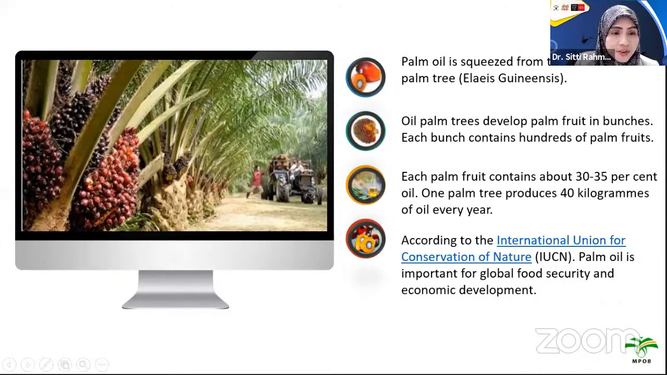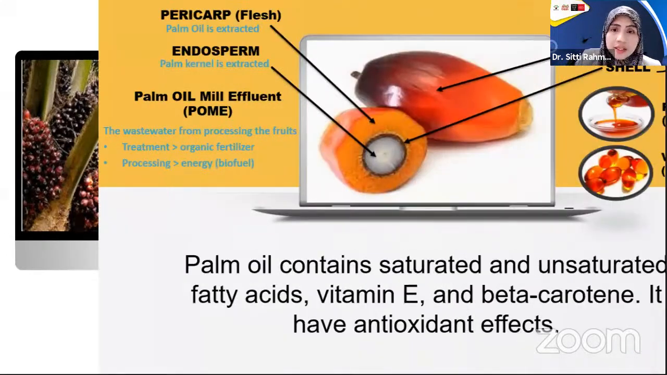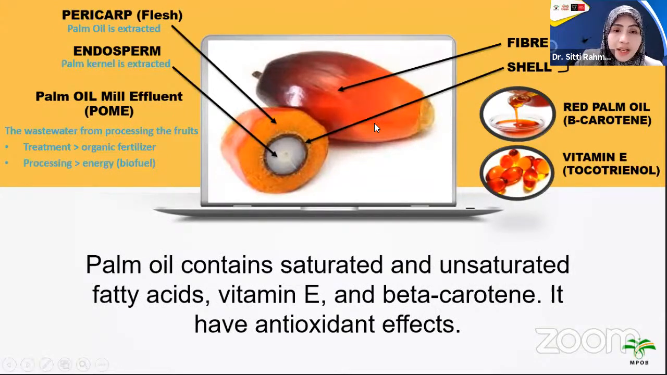Okay, these are the fruits of the oil palm. Palm oil is squeezed from the fruits of the oil palm tree, and the tree develops palm fruit in bunches, and in each bunch you can find hundreds of fruits. Each palm fruit contains about 30 to 35% oil, and one palm tree produces about 40 kg of oil every year. Almost 66 million tons of oil are produced annually. According to the International Union for Conservation of Nature, palm oil is important for global food security and also for economic development.